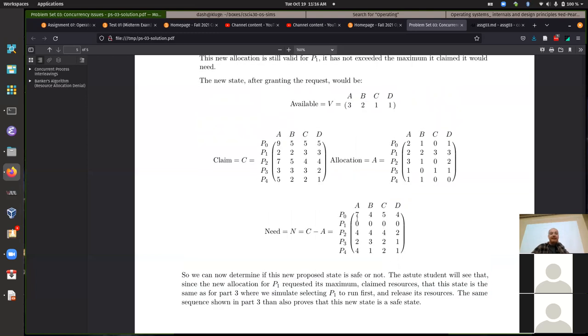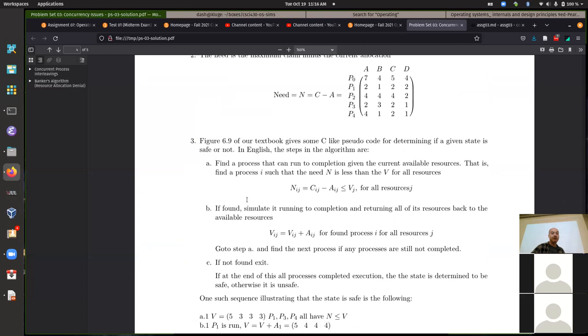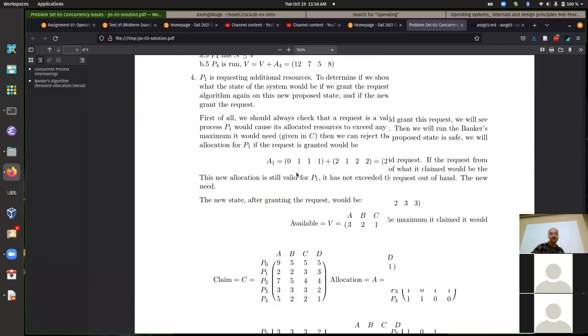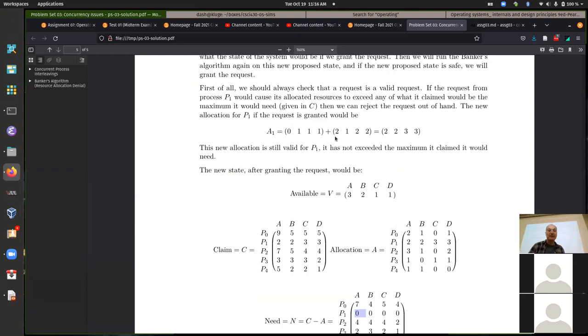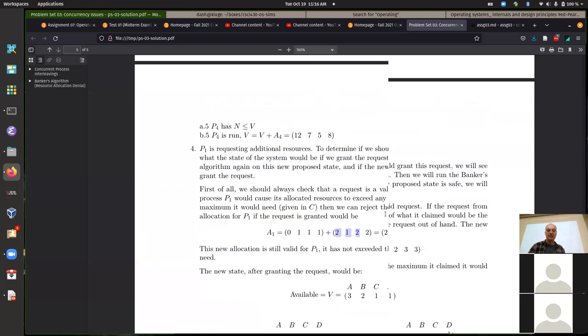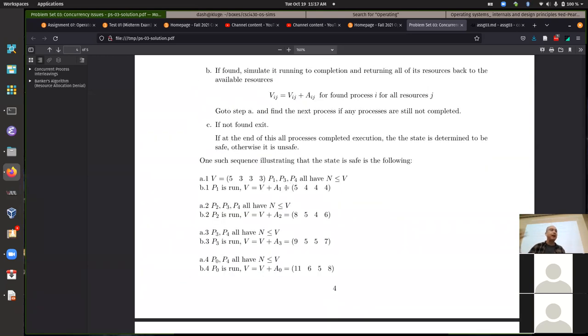In this case, we actually end up with the same state after running process one back on part three here, right? Because basically we've come to the part where we simulated exactly the steps that we're doing for the banker's algorithm, because the request that we gave for process one was a request for all of the remaining resources that it needed. Okay. And that's what we're simulating. So one of the reasons why I did this part four here was again to emphasize what the banker's algorithm is doing.